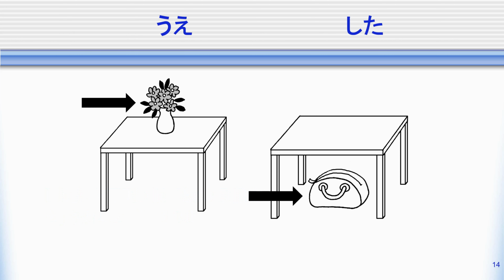Our first location word is ue, which means above or on top of. Ue, ue. The next one is shita, which means underneath or below. Shita, shita. So we have ue and shita.